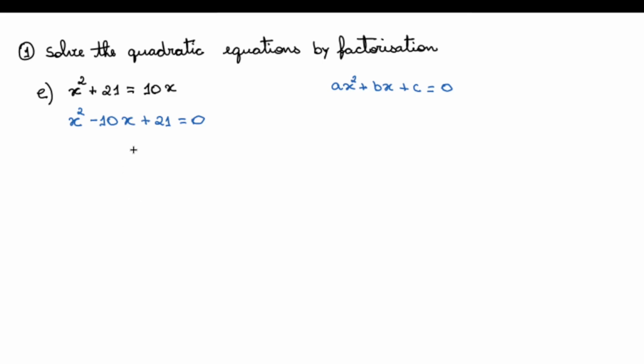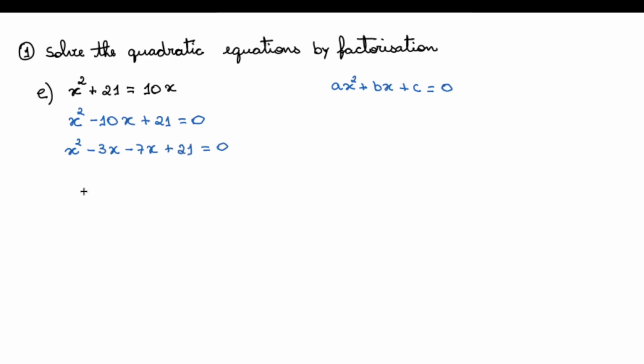Now press pause and try to solve this equation by yourself. Okay, let's factorize this equation by the method of grouping. To do that, we have to split the middle term as a sum of two terms. Let's rewrite this equation as x squared minus 3x minus 7x plus 21 equals 0.